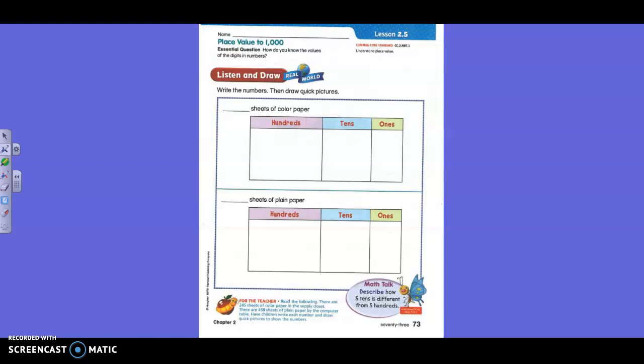Okay, boys and girls, today we're going to use place value to describe the values of digits in numbers to 1,000.